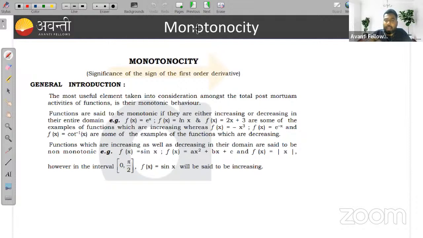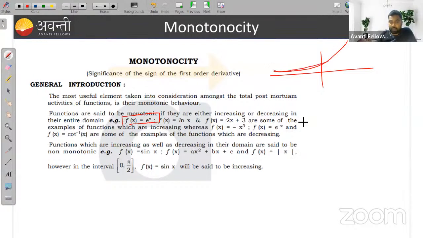Monotonicity means a function is either increasing or decreasing. When a function is either increasing or decreasing, we can say that the function is monotonic in nature. Suppose we take some examples, like e raised to x. It is actually a monotonically increasing function. It is increasing.